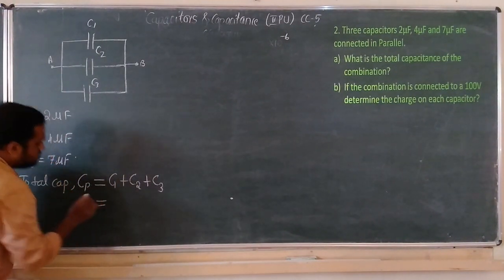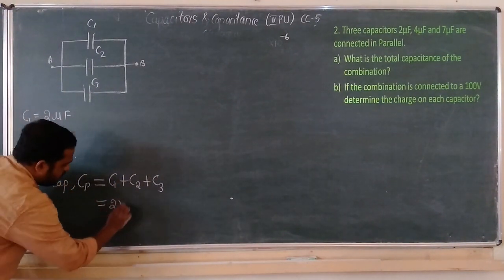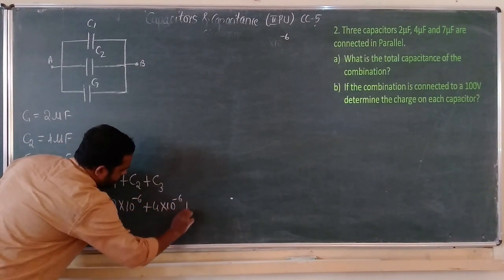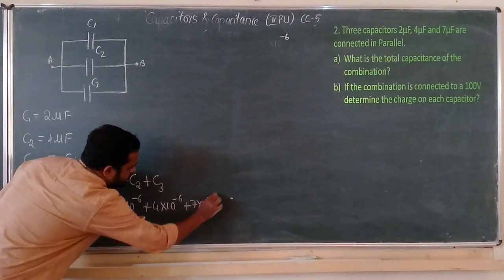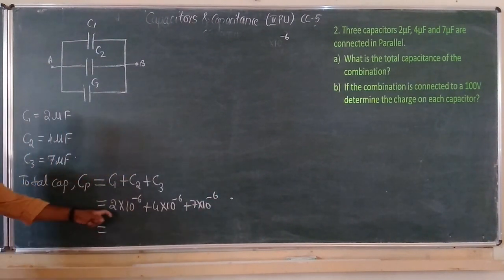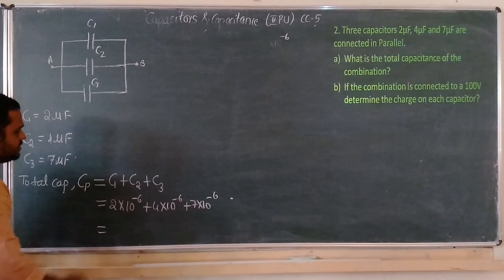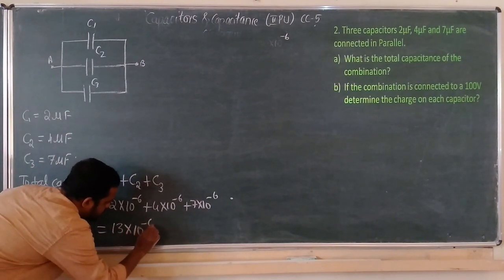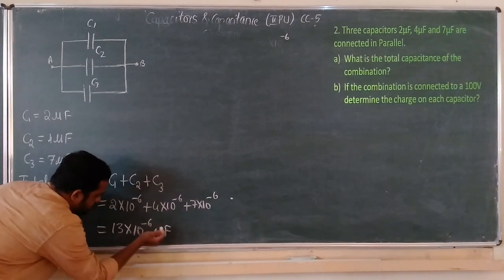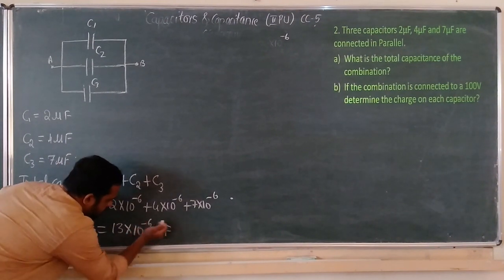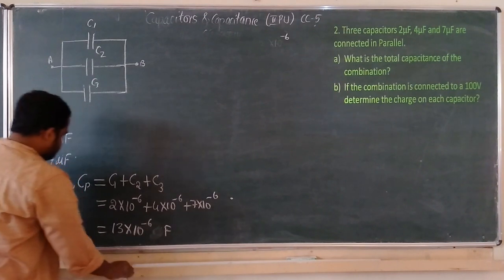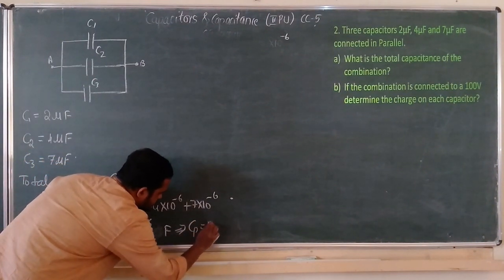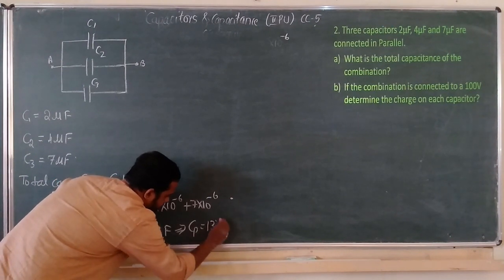Substituting the values: 2 into 10 power minus 6 plus 4 into 10 power minus 6 plus 7 into 10 power minus 6. In total, 2 plus 4 is 6, 6 plus 7 is 13. So 13 into 10 power minus 6 farad, which means the effective capacitance CP is equal to 13 microfarad.